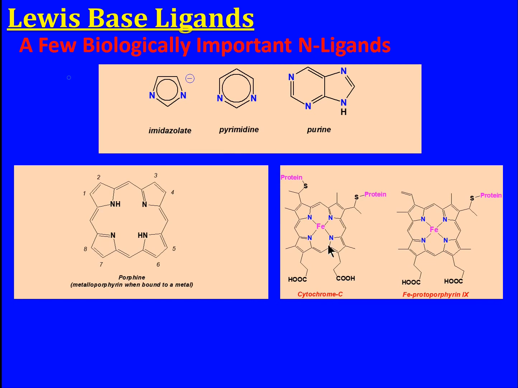At the end, we have a list of some biologically important N ligands, for example imidazolate, pyrimidine, purine, and porphyrin, and these ligands are widely used in organometallic complexes for biological activities known in bioinorganic chemistry.